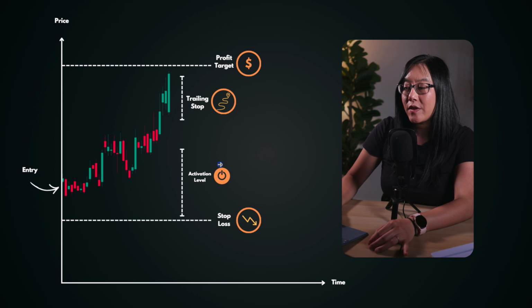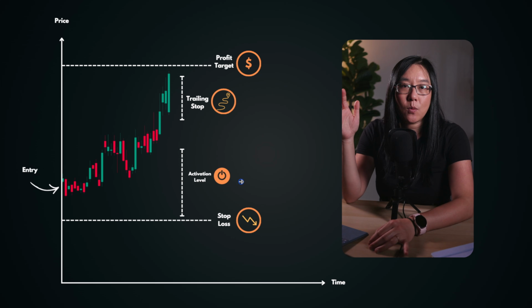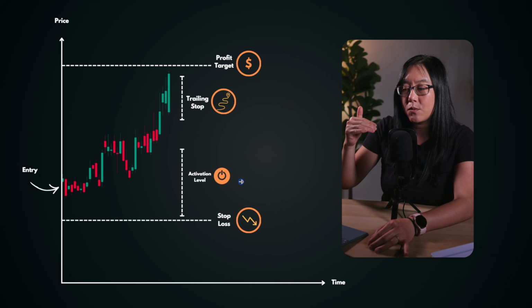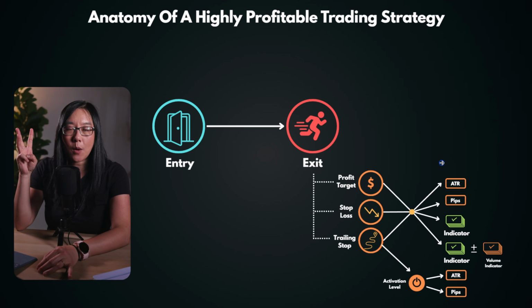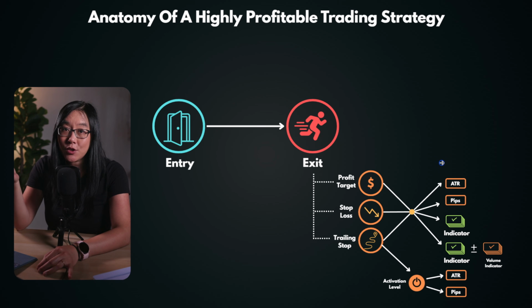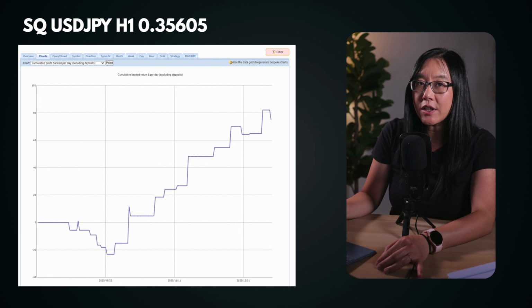And then there's also the activation level, which applies to the trailing stop, because sometimes we might want to let the trade breathe a little bit, especially at the start, and we don't want a stop loss until we're well into profitable territory. And for all three exit options, the profit target, the stop loss, and the trailing stop, we need to know where to place them. So again, we can use the ATR level, a set number of pips, or an indicator, or a combination of two indicators. One more example of another live trading strategy that's been running for the past 4 months.